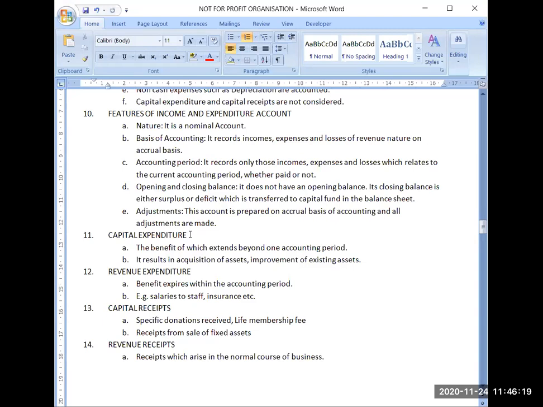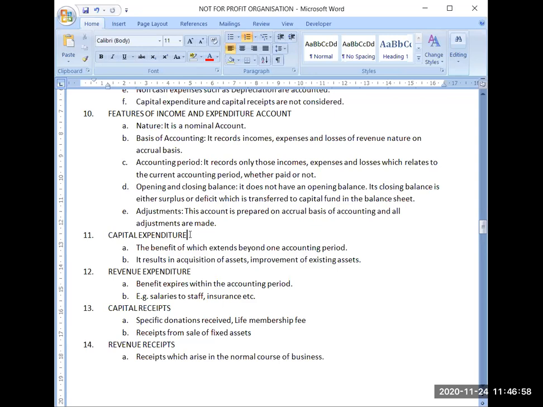Then revenue expenditure. So revenue expenditure will be the expenditure which will give you benefit only for the current accounting period. The benefit is for short term. Like you have paid salary, you have got the benefit. Now for the next benefit, you have to again pay the salary. So some expenditures will give you the benefit only for the current accounting period, and some will give you the benefit for more than one accounting period. On that basis, they will be classified as revenue expenditure as well as capital expenditure.